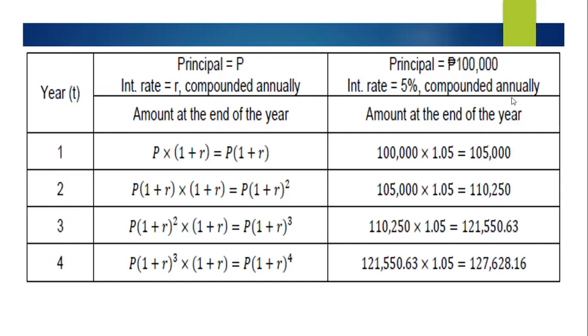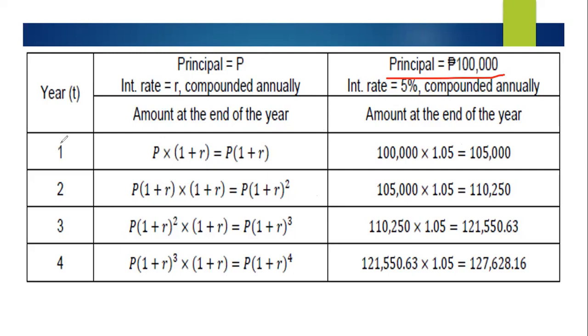So given yung principal or yung unang pera mo, which is 100,000 pesos, okay, ang interest rate daw is 5% compounded annually. So hindi na po ito simple interest lang. This is a compound interest. Okay? So kagaya ng na-discuss na rin kanina, no? So hindi siya nakadepende lang sa principal value. Okay? So nakadepende siya sa previous amount.